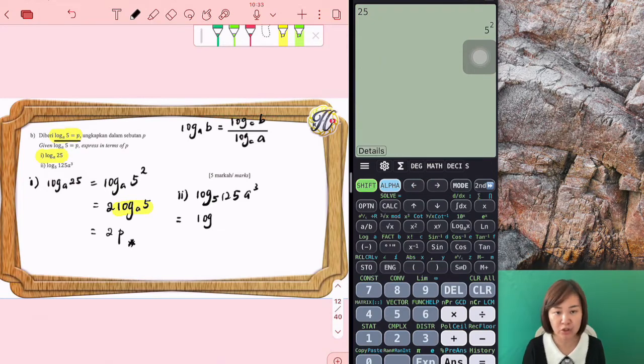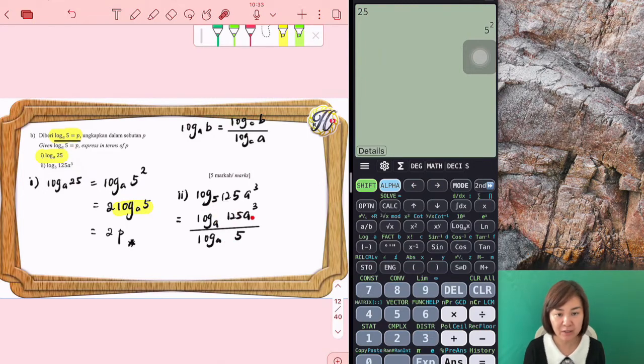So, let's say I want to change to base A first. So, I do it this way. Log A, 125a to the power 3, over log A, base A, right? Okay, so it's 5. Got it? Okay, now my log base A 5, actually here I can substitute with this one, right? Okay, but I don't want to substitute here first. I will solve this part first.